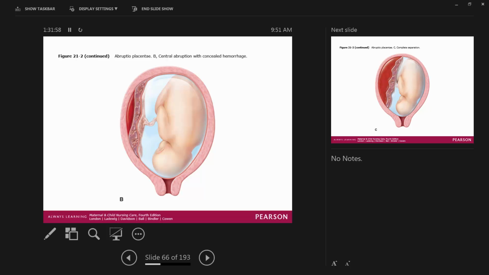Yeah. And then here is the central, so you can see the edges of the placenta are all still attached to the uterus, but that little pocket, so she's bleeding in there, and it's not escaping, so you don't know it. You can feel this. This can be a very painful thing for a woman. And if you palpate her uterus, this pocket is going to start getting very, very, very firm.